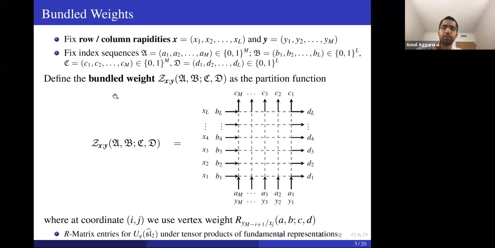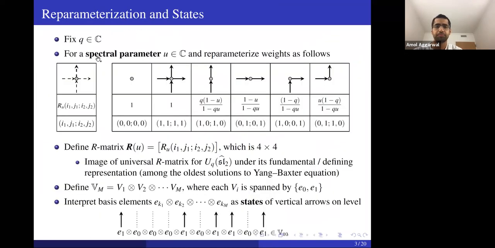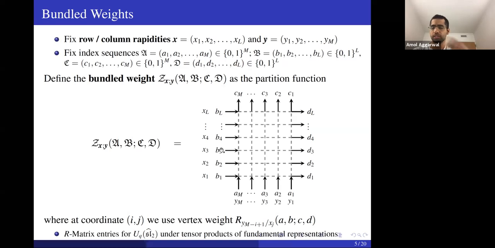Okay, and I'll define the bundle. I'm kind of making up this notation. This is really just a product of R matrices. I don't know if there's a real word for it, but I'll just call it the bundled weight, because I'm bundling a bunch of these lines together as the partition function of this model, of this rectangle over here, where at coordinate i, j, I use the weight obtained from these R weights, where the spectral parameter u is given by the spectral parameter in the ith column divided by the jth row.